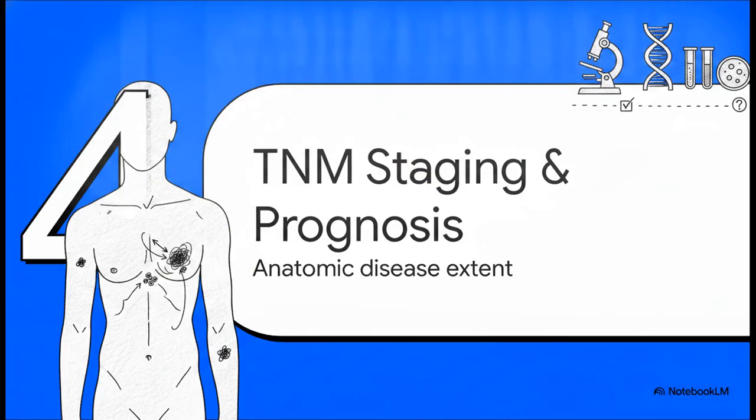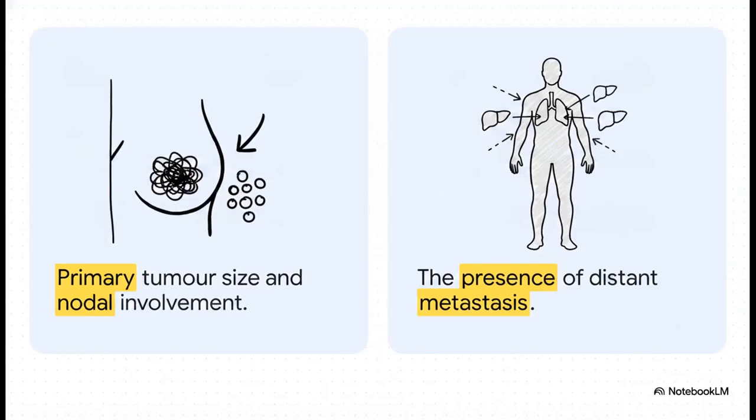Which brings us to Part 4, TNM staging and prognosis. For staging, the medical community relies heavily on the internationally recognized AJCC and UICC TNM staging system. It's a bit of alphabet soup, but basically, this system evaluates the overall tumor burden using 3 highly specific anatomic metrics. T stands for primary tumor size, N is for regional lymph node involvement, and M represents the presence or absence of distant metastases. Let's break down exactly what T and N actually look like in a clinical setting.